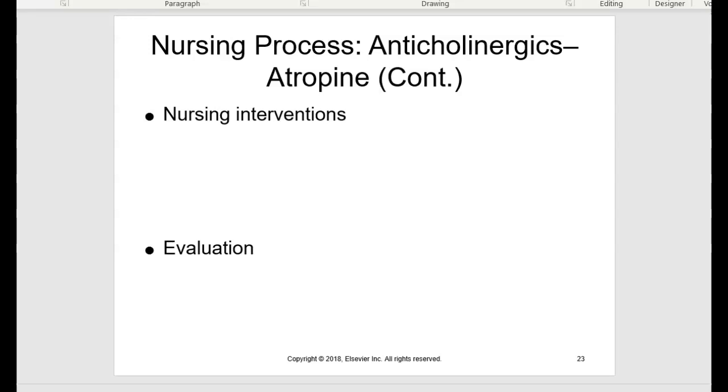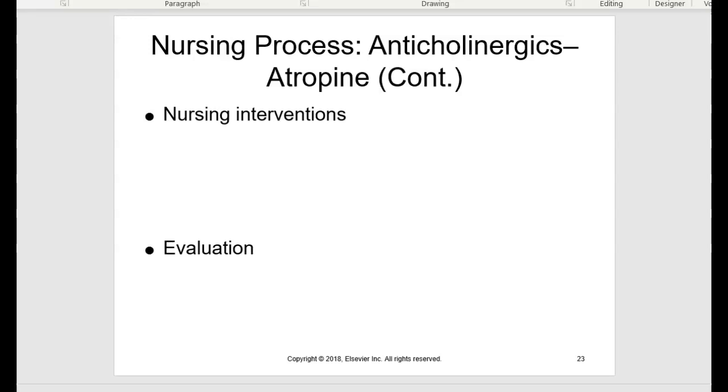Teach patients with narrow angle glaucoma to avoid atropine-like drugs. And anticholinergics again cause mydriasis and increase intraocular pressure, which is contraindicated for patients with glaucoma. Instruct patients not to drive a motor vehicle or participate in activities that may require alertness. Under side effects, again, dry mouth, decreased urination, and constipation are the big ones.